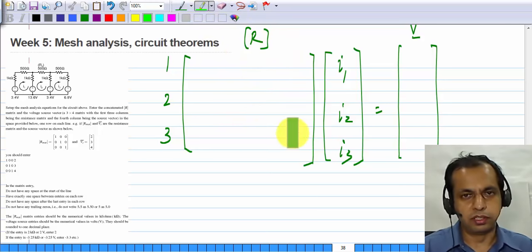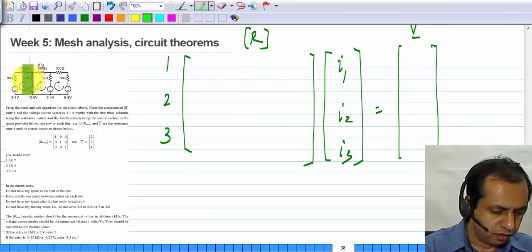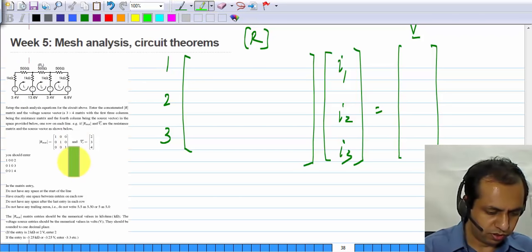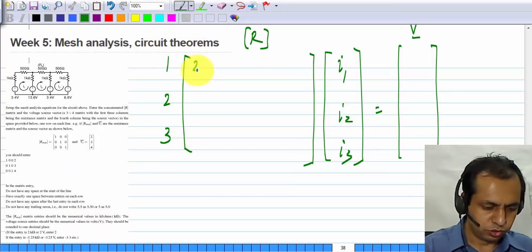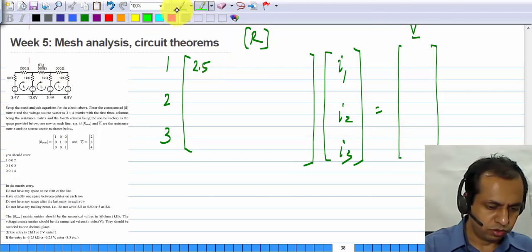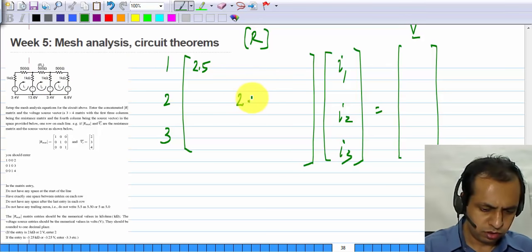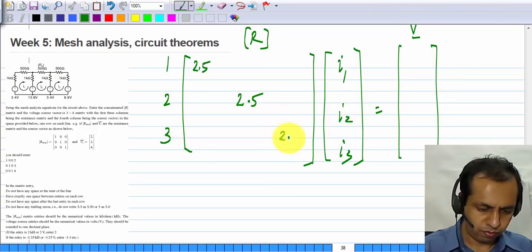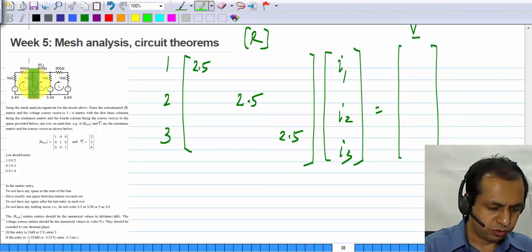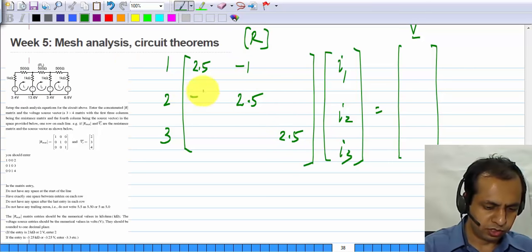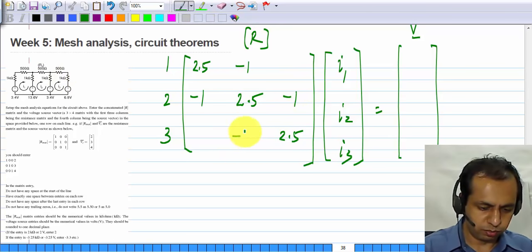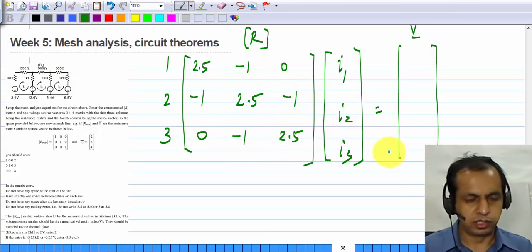Now first let's fill in the resistance matrix entries, and you can see that the total resistance in the first mesh is 1 plus 1 plus 0.5. You are asked for the answer in kilo ohms, so this is 2.5. The second one also 2.5, and the third one again 2.5. The resistance common to the first two meshes is 1 kilo ohm, so it appears as -1 there and there. Resistance common to meshes 2 and 3 is 1 kilo ohm, again you have -1 and -1, and there's nothing there because there is no resistance common to meshes 1 and 3.